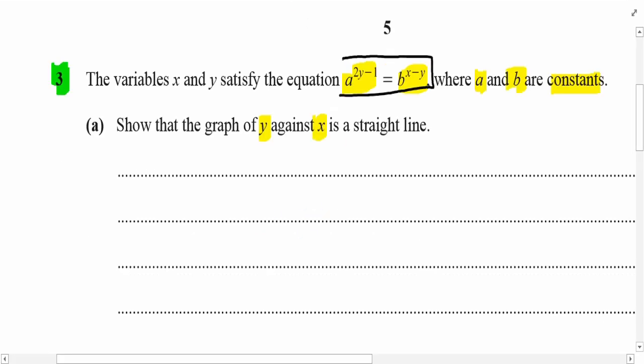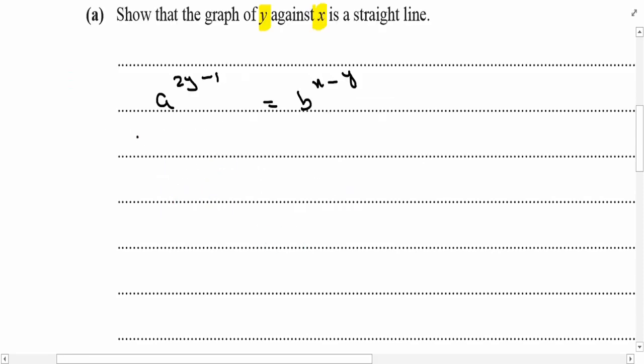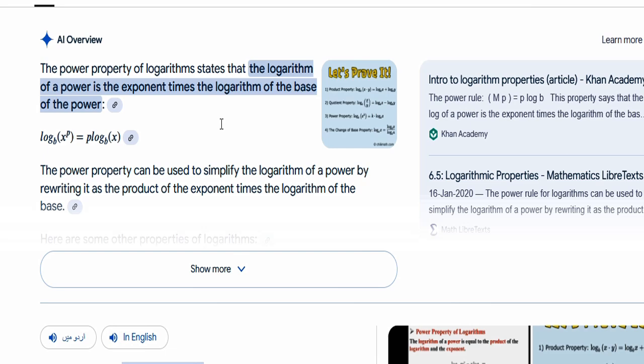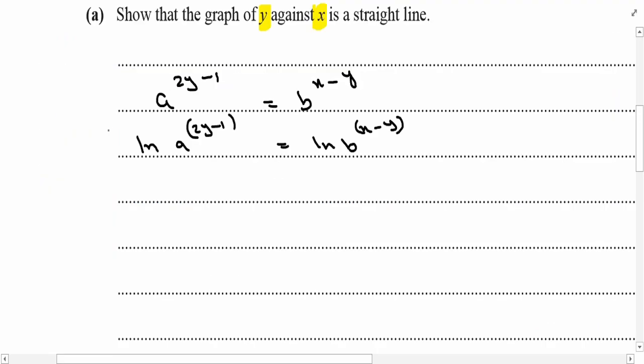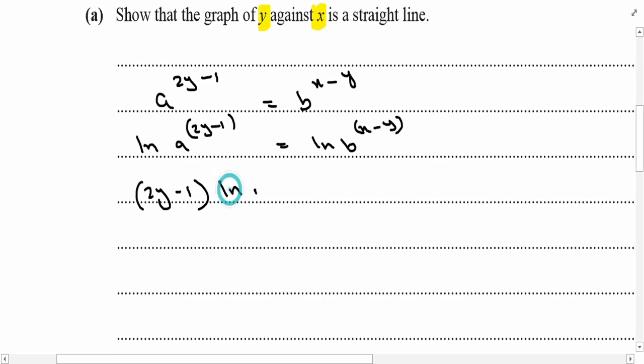We are going to take a log of this equation: ln of a to the power of 2y minus 1 is equal to ln of b to the power of x minus y. We are going to use the power property of the log, which states that the logarithm of a power is the exponent times the logarithm of the base. So it means that 2y minus 1 times ln of a would become x minus y times ln of b.